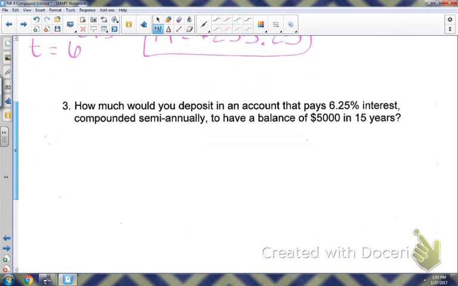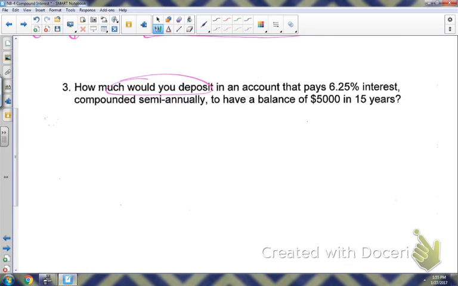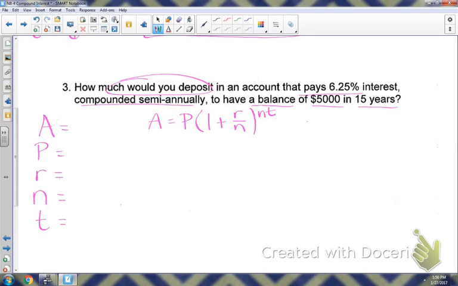All right, 3, how much would you deposit into an account that pays 6.25% interest compounded semi-annually to have a balance of $5,000 in 15 years? So notice it said compounded semi-annually and not continuously, so I'm going to use the first formula. So I'm going to write those variables down. Okay, so A is your final amount. We know that this time. It's $5,000. That's how much they want in the account after 15 years.